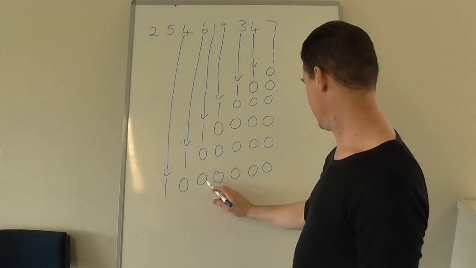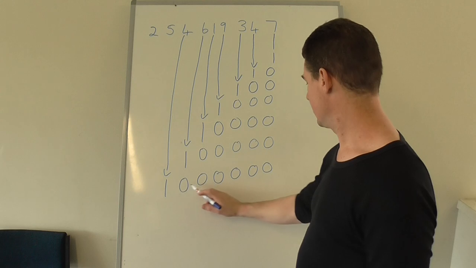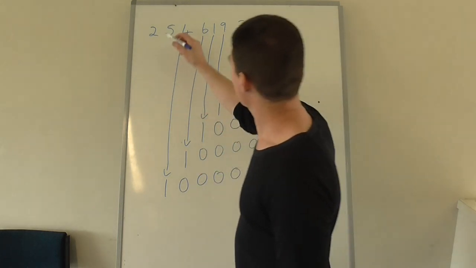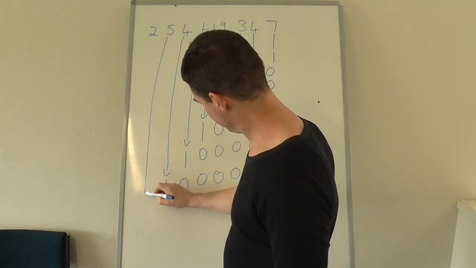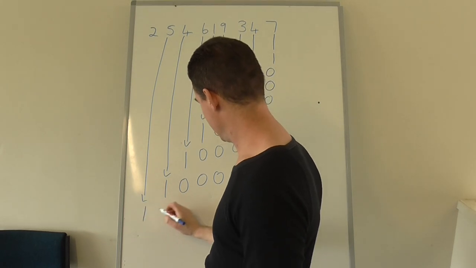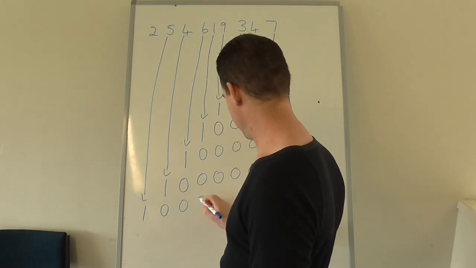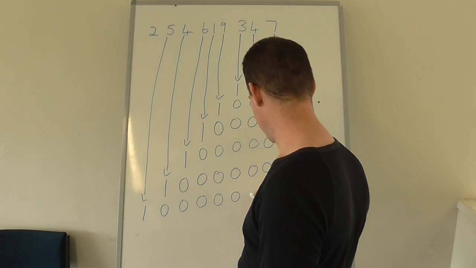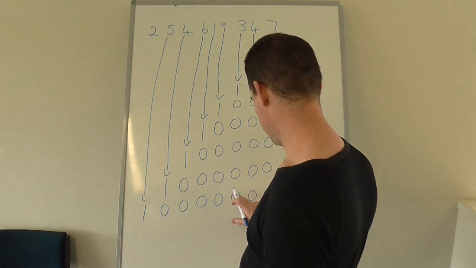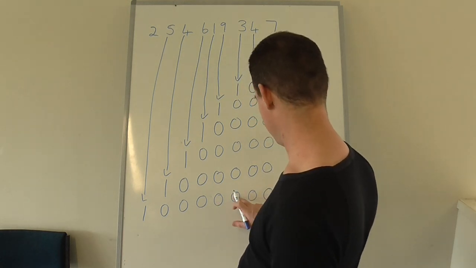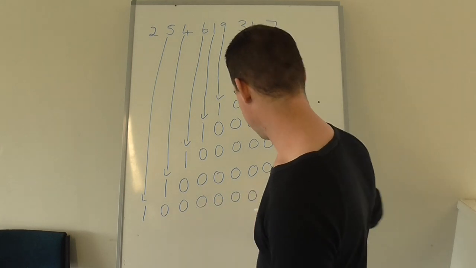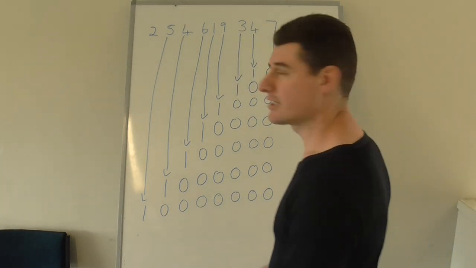So that'll be your millions. And then the 5, that's your 1. So it's 1, 2, 3, 4, 5, 6, 7. So 1, 2, 3, 1, 2, 3. So that represents your 10,000.